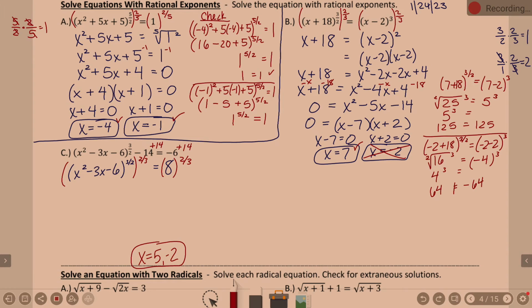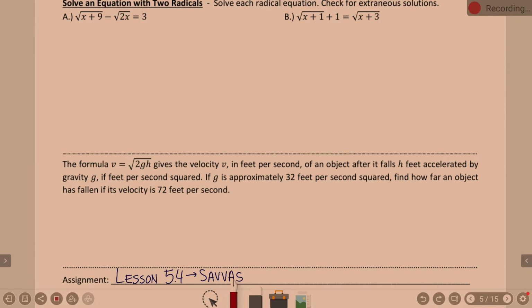Now, I want to move down to the bottom section. When you look at the next section, what's different here? Square roots. How many square roots? 2. Have we had other problems with 2 square roots yet? No. Okay. We've just had 1 square root where we get the 1 square root by itself and square both sides. Now, on this next section, there are 2 radicals.